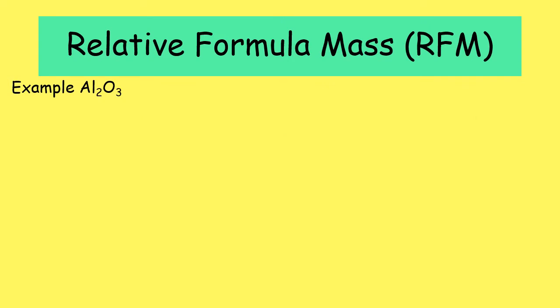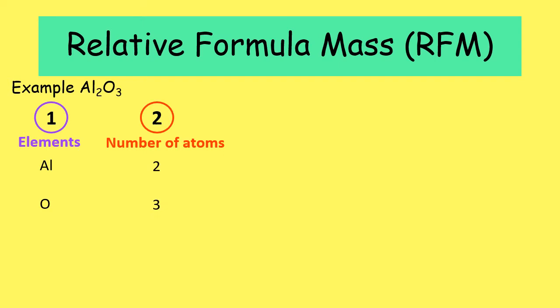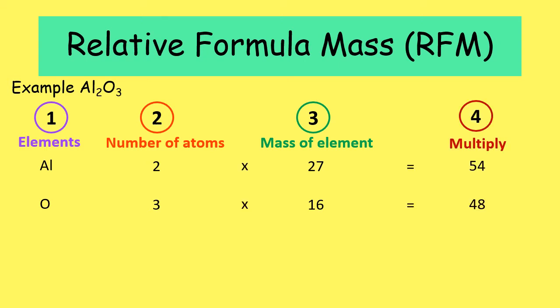So we've got another example here. We have got aluminium oxide. So we've got 2 elements, aluminium and oxygen. This time there are 2 atoms of aluminium and 3 atoms of oxygen. Now we need to look up the mass of them. Aluminium has a relative atomic mass of 27 and oxygen has a relative atomic mass of 16. Fourth step, multiply. 2 multiplied by 27 gives us 54 for aluminium. 3 multiplied by 16 gives us 48 for oxygen. And when we add them together, we get 102.